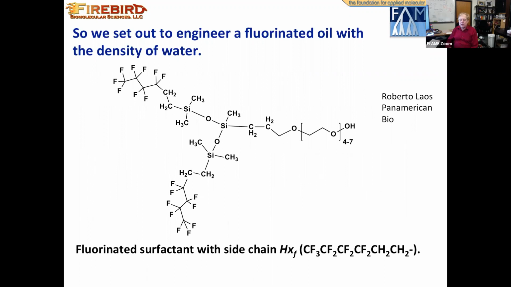So Roberto then went back, and by the way, Roberto, who is from Peru, who has started a biotech company called Pan American Bio, which we all want you to know about, did this work, and he's also made these surfactants. Of course, the density of the surfactant is not so critical, but it is quite heavily fluorinated in this particular case. There is the structure of what he's actually made.